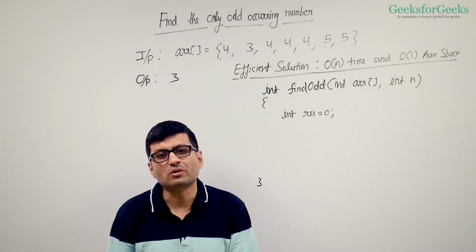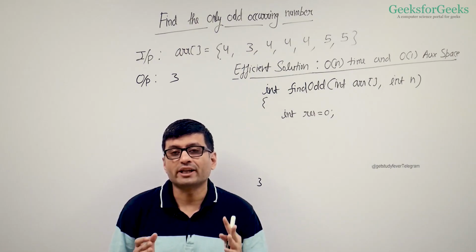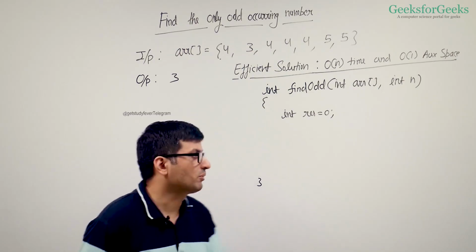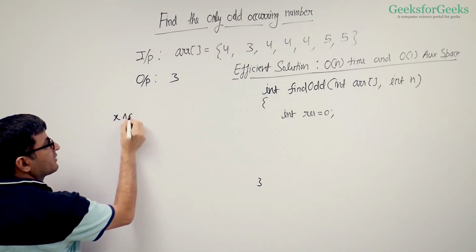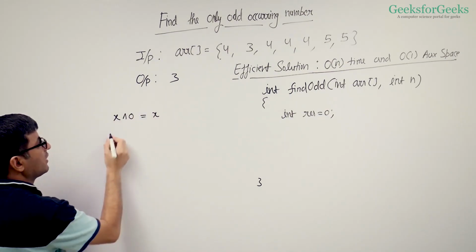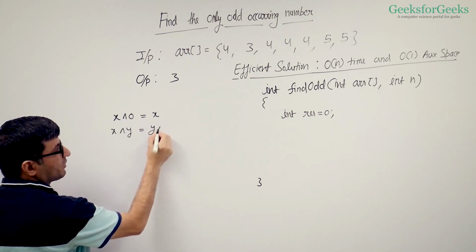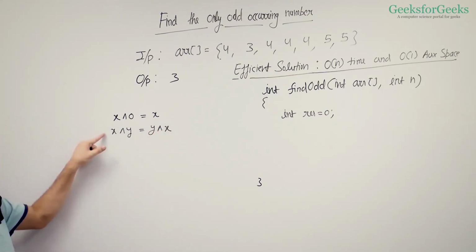Let us now talk about the big O of n solution. The idea is based on the XOR operator. The XOR operator has many interesting properties. For example, XOR of a number x with 0 is x. XOR of two numbers x and y is equal to XOR of the same numbers in a different order. So the XOR operator is commutative.